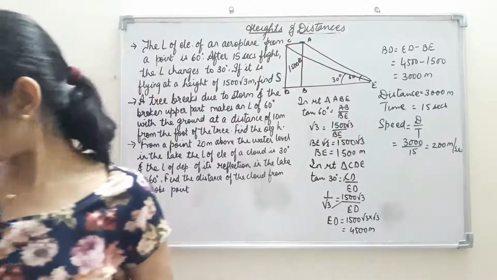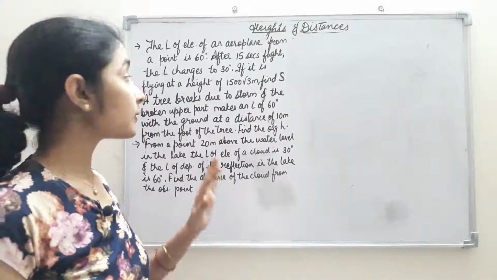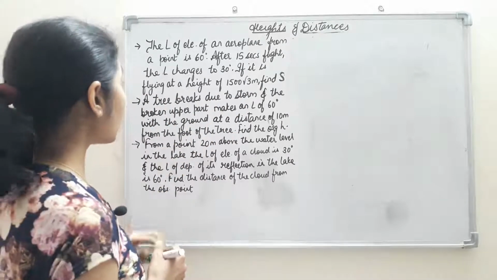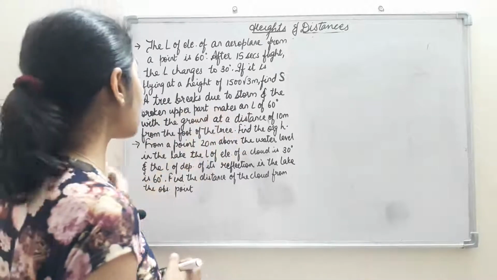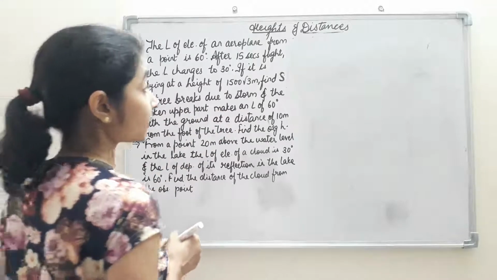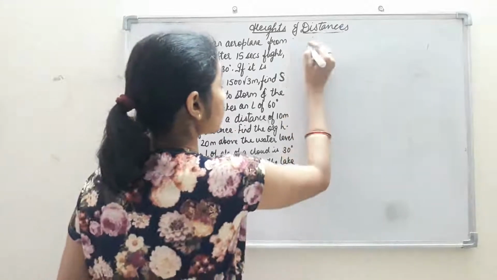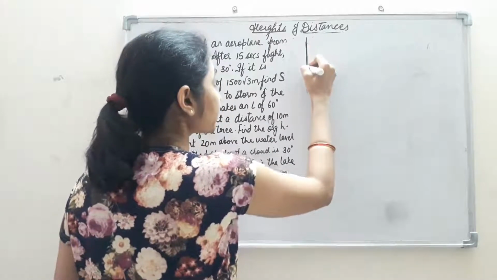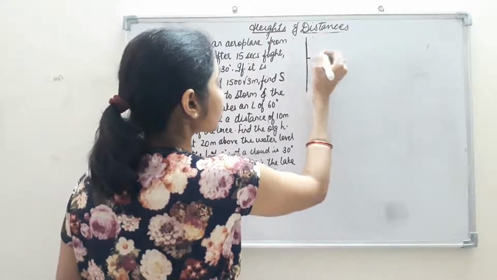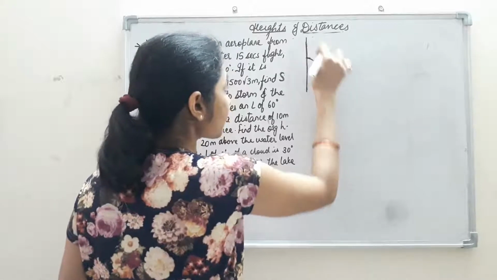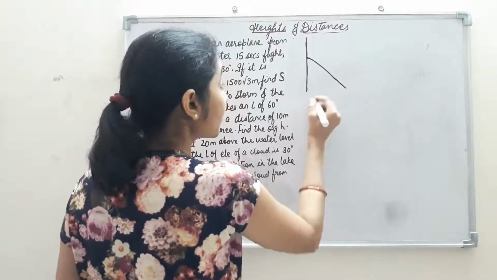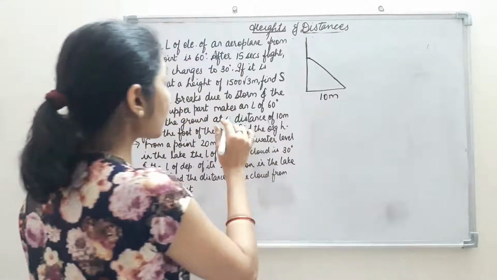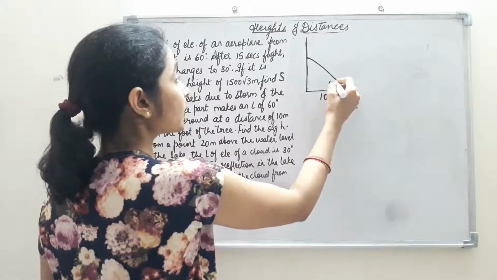Now let us start with the second one. Yes, the second question. A tree breaks due to the storm and the broken upper part makes an angle of 60 degree with the ground at the distance of 10 meters. Now this is the tree before the storm. It breaks from here and then the upper part touches here on the ground, at a distance of 10 meters, and makes an angle of 60 degree with the ground.